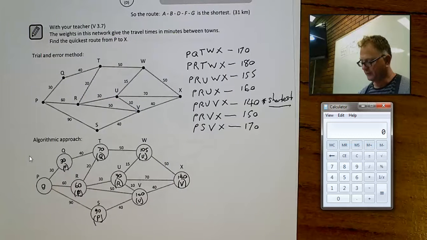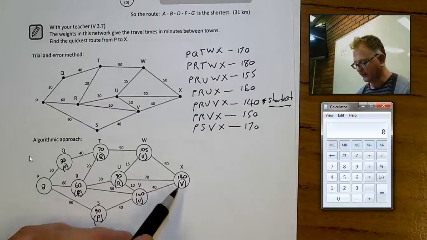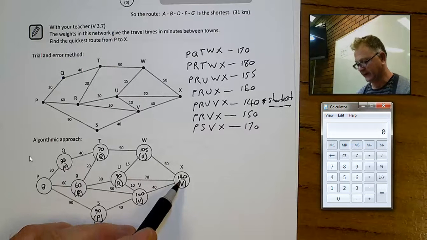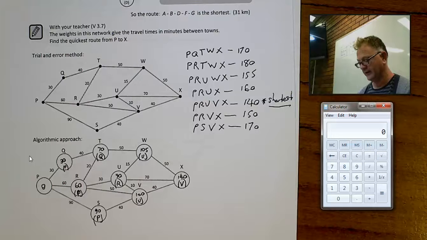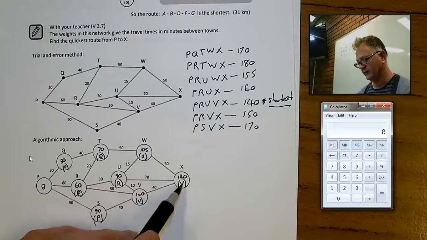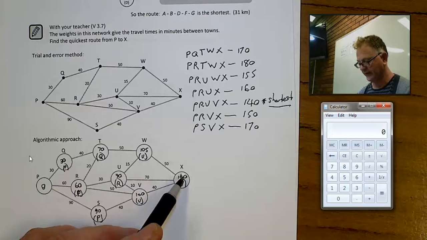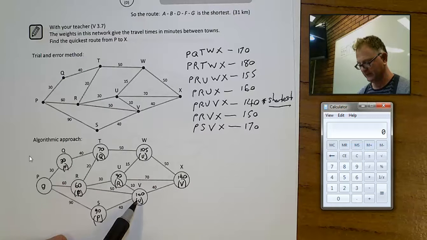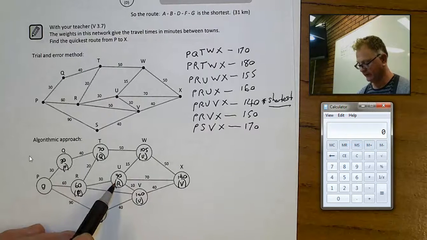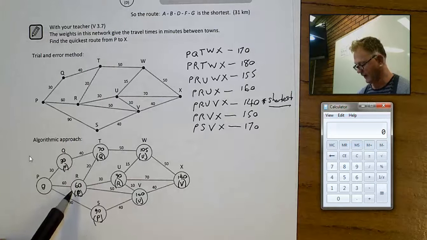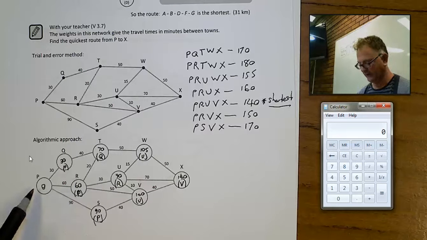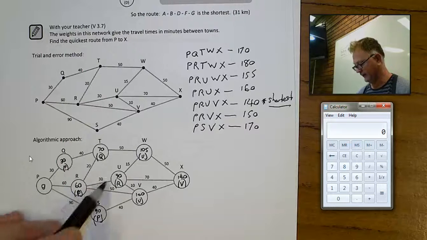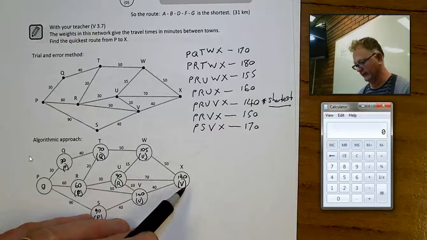So what we've found is the shortest way to get here takes 140 minutes. It's the same as the last one. And what route do we take? Well, you can backtrack. Starting from X, go back to V. From V, go to U. From U, go to R. And from R, go back to P. And so that is the shortest route through the network.